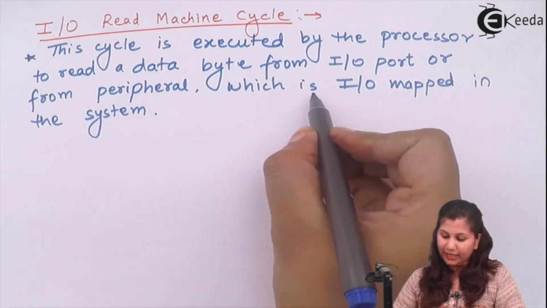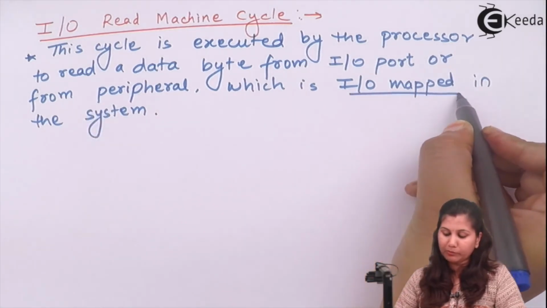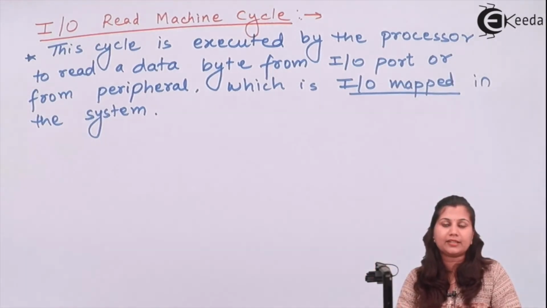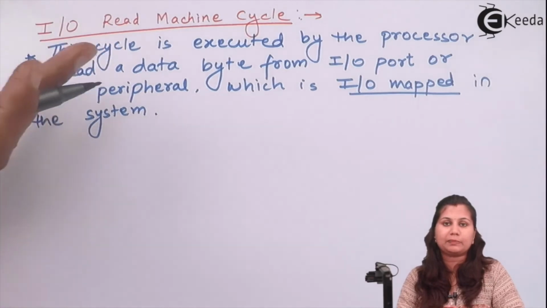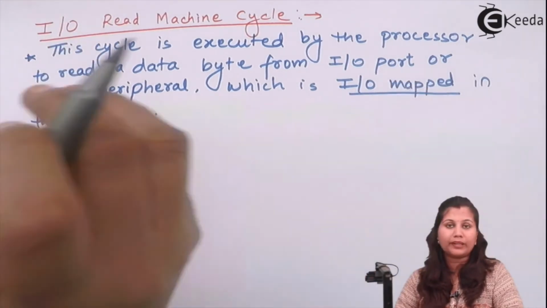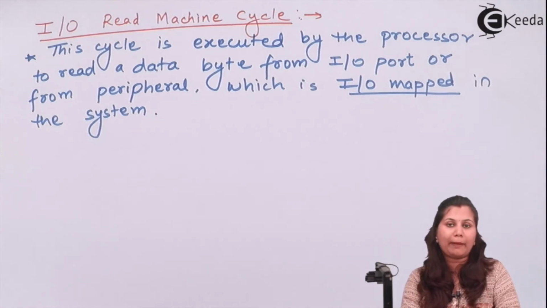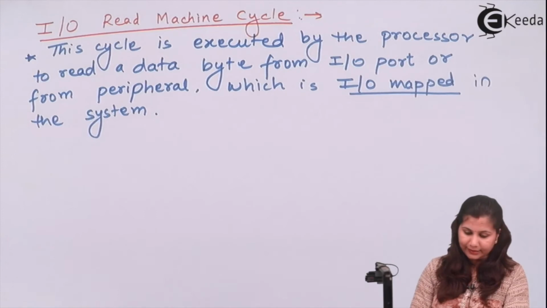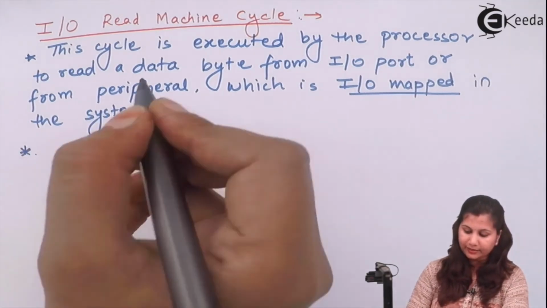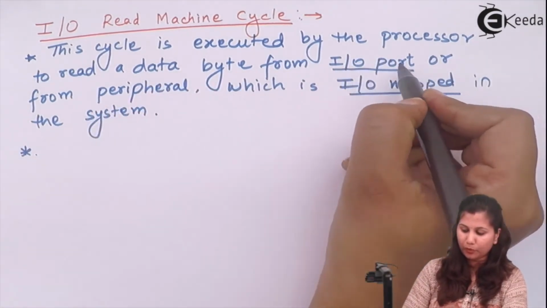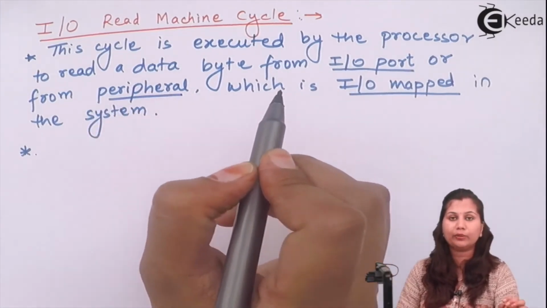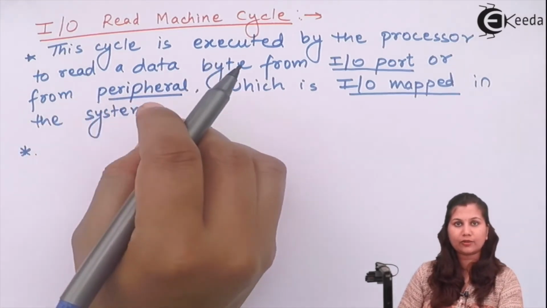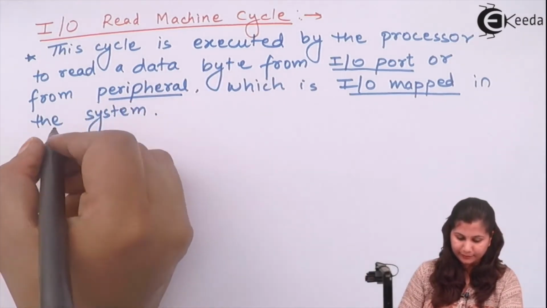Now here we have written that the peripheral is input output mapped in the system. This mapping we will study when we see the interfacing of the 8085 with the various peripheral devices. There we are going to understand what input output mapping is and what memory mapping is. This cycle requires the address, because the input output ports and the peripheral devices are going to have a particular address. So this cycle will require the address of the ports or the peripherals.